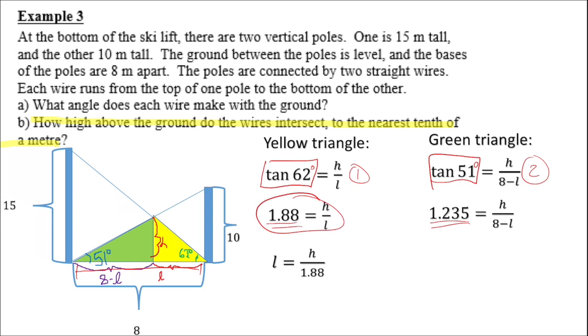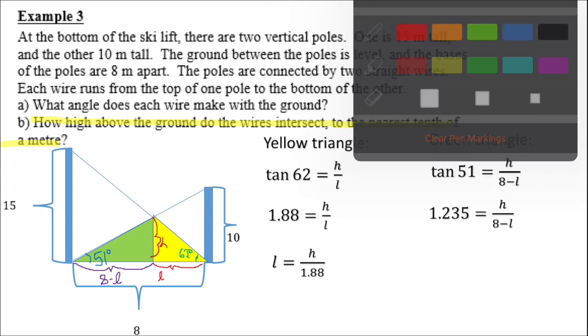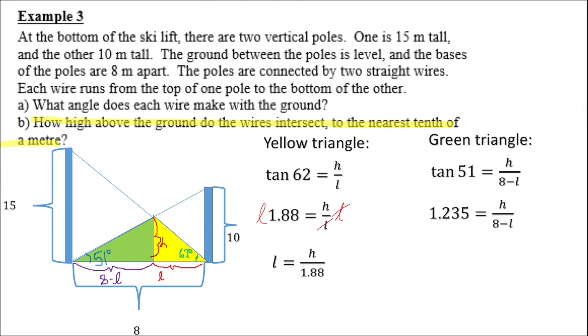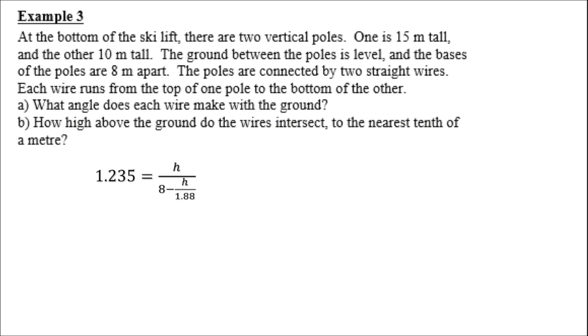L equals H over, we rearrange this. We multiply both sides by L. And then divide by 1.88 to isolate L, we end up getting this. That's 1 and 2. So substitute L, 1 into 2, and we end up getting 1.235 equals H over 8 minus. We see an L, we substitute this L into this L, we get H over 1.88.